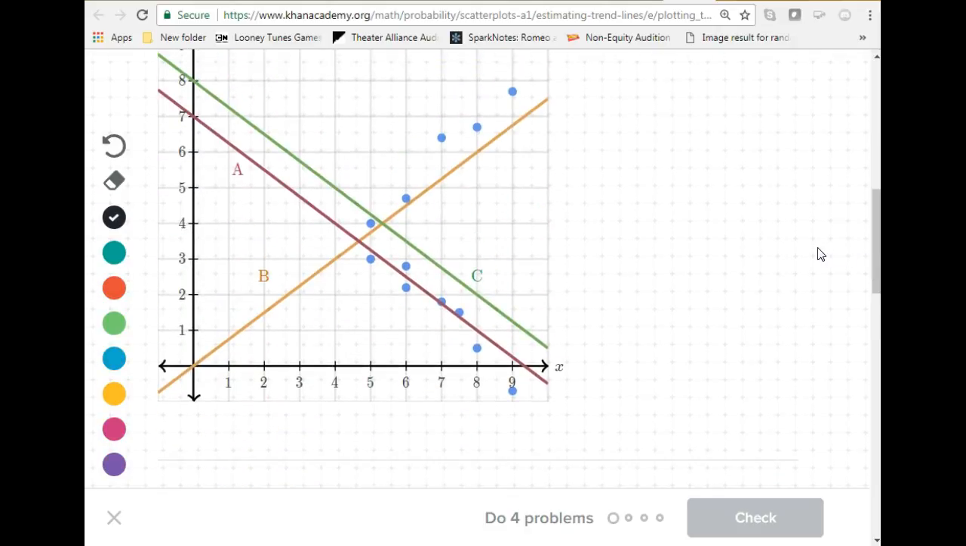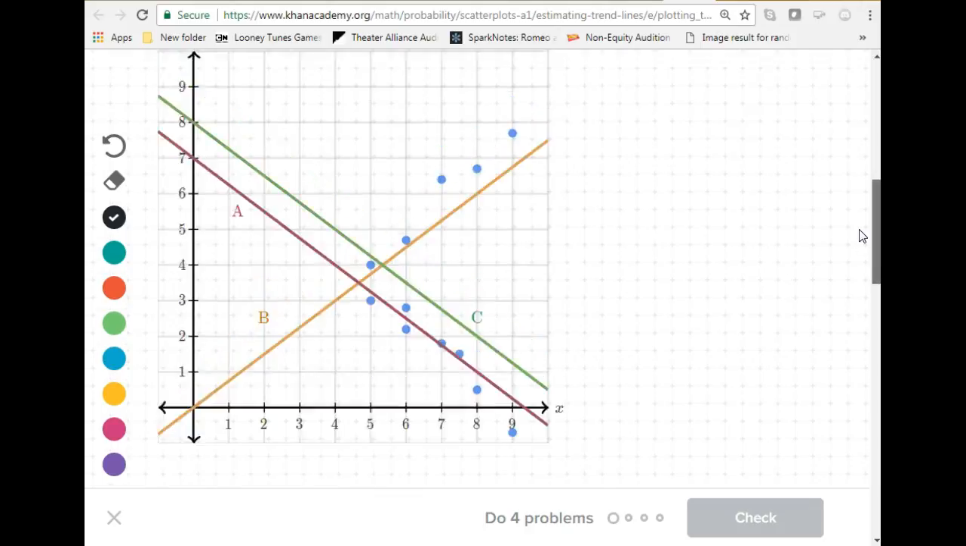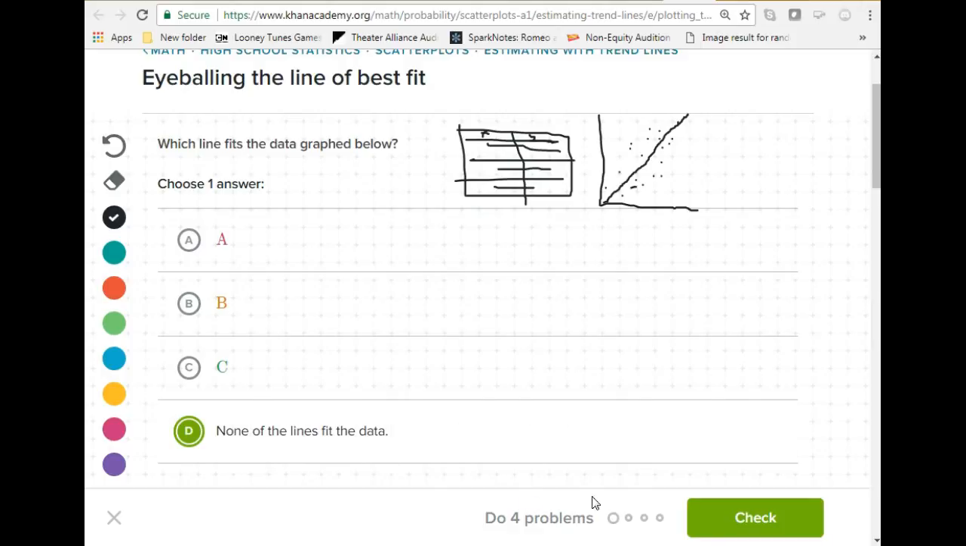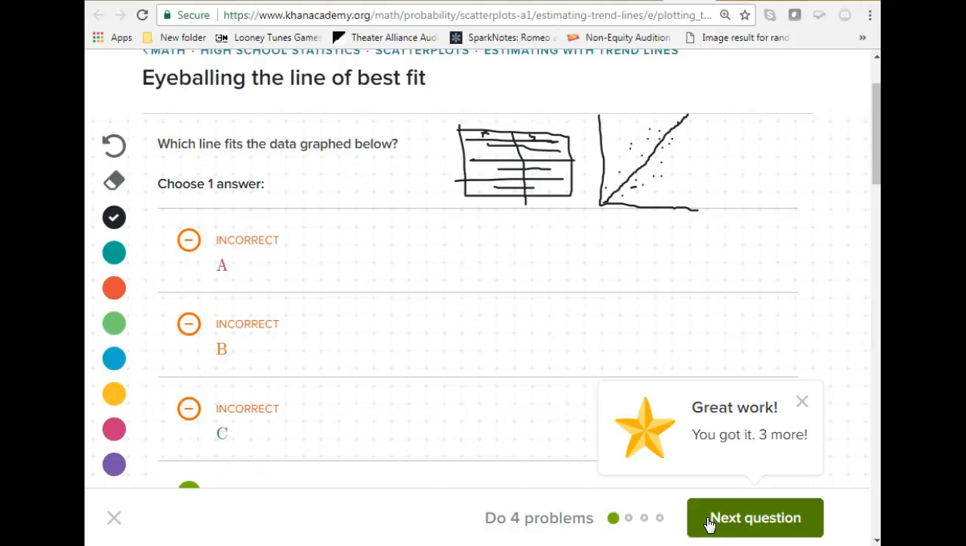And I'm sorry for the glitchy mouse. But still, we can go on and we can see that this kind of curves, and none of the lines is going through the middle, straight. So we can pretty clearly see that none of the lines fit the data at all. Yay.